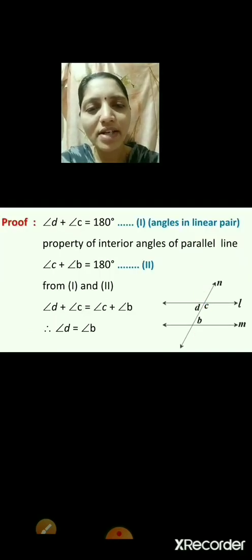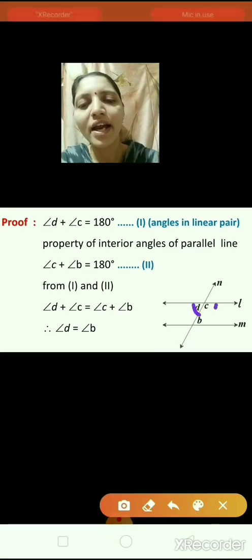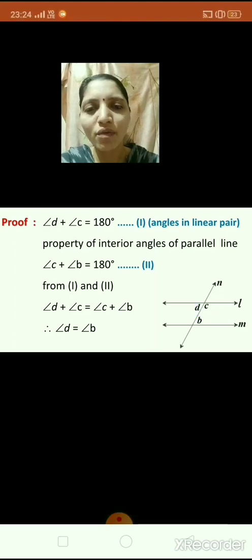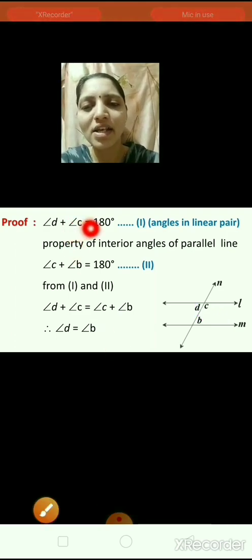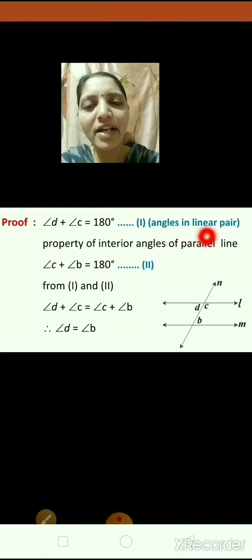So let's start with the proof. Angle D and angle C, these two angles are in the linear pair. So we can write here angle D plus angle C is equal to 180 degree. Write this equation as equation 1, and reason you will write as angles in linear pair.